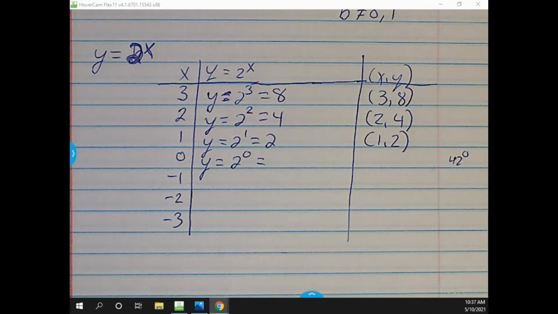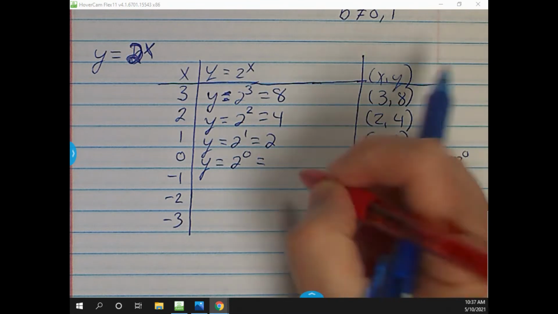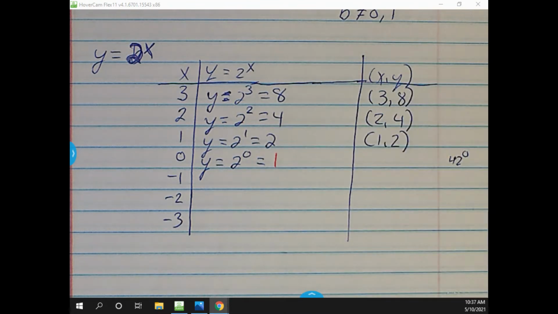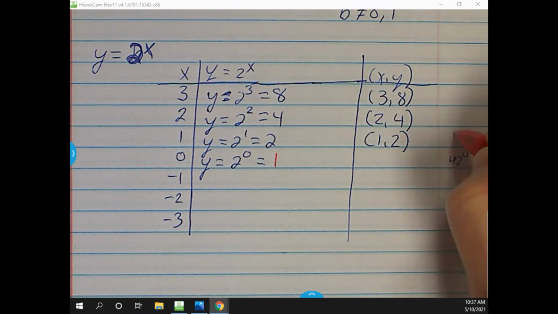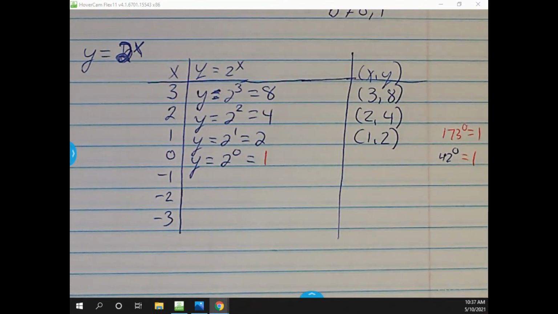Been too long? It's going to be 1. Again, it doesn't matter whether it's 2 to the 0 power or 42 to the 0 power or 173 to the 0 power. Anything to the 0 power is 1.